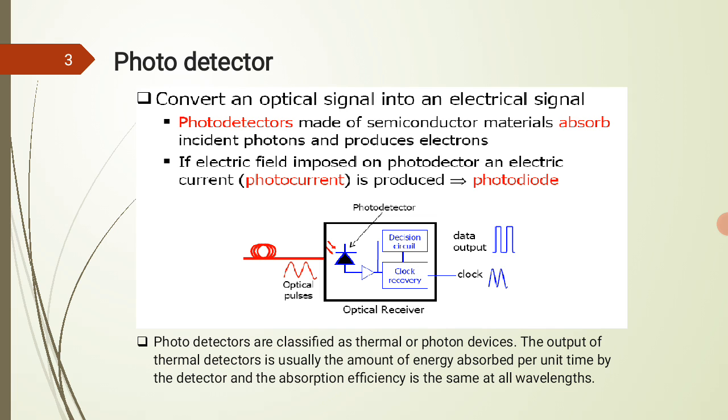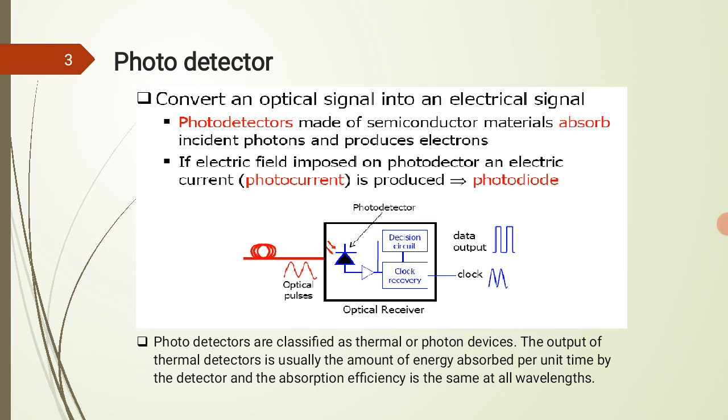First of all, we have seen about photodetectors. A photodetector is made up of semiconductor materials. It absorbs the incident photons, which produce electrons. An electric field is imposed on the photodetector, and an electric current, the photocurrent, is produced in the photodiode. This is the block diagram of an optical receiver.